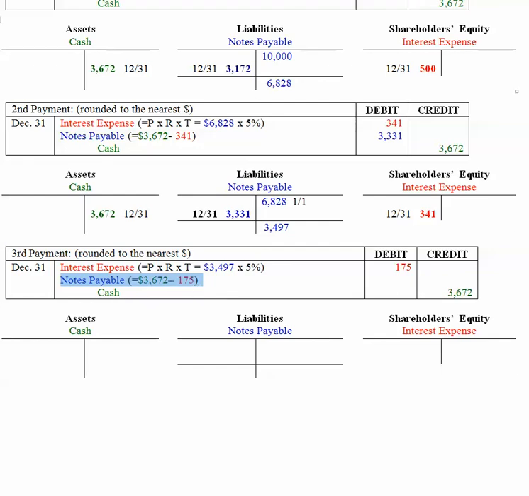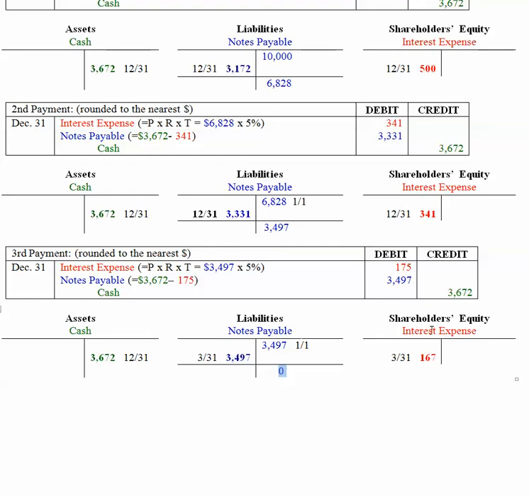So now let's see how that looks on the T accounts. You're going to carry forward the ending balance from the prior period, $3,497, and you're going to credit cash, $3,672, debit your expense for $167, the difference, notes payable, and as you can see now, you've paid off the note.